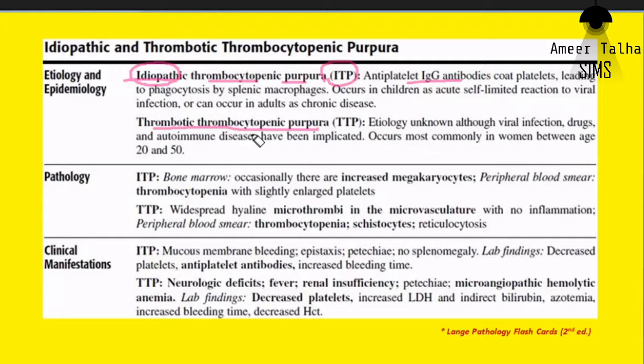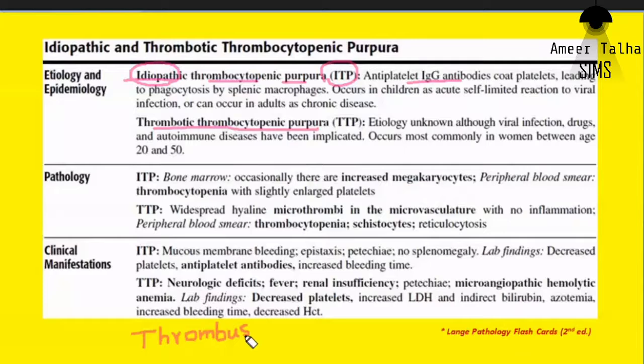And in the other type, thrombotic thrombocytopenic purpura, different thrombi or microthrombi are formed. Now we are using a new term, thrombus. So anyone who can define the term thrombus? A localized blood clot. And the plural is thrombi. And what is embolus?